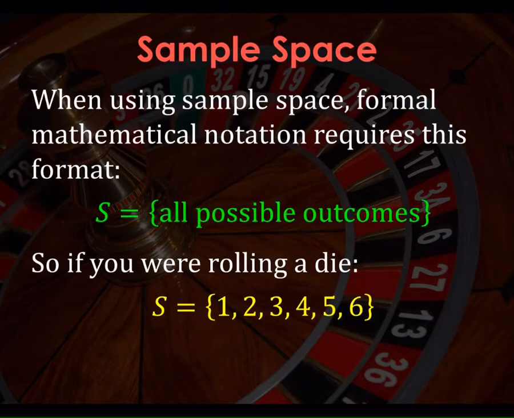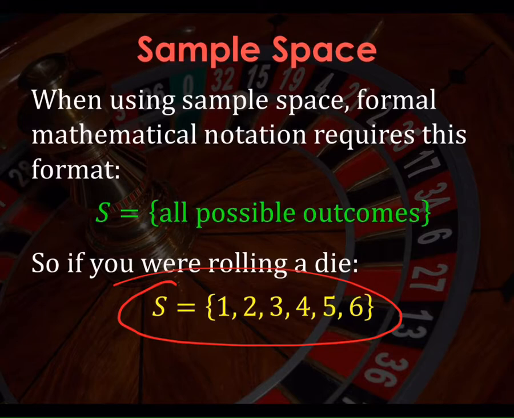Alright, so I want to highlight sample space. We talked about this last week. When actually writing the sample space for a random phenomenon, you need to use set notation. So for example, if you were rolling a die, the set would be S equals {1, 2, 3, 4, 5, 6}. So just be really careful. It's not that big of a deal to me, but if you wanted to be formally correct, that's what you would need to do.